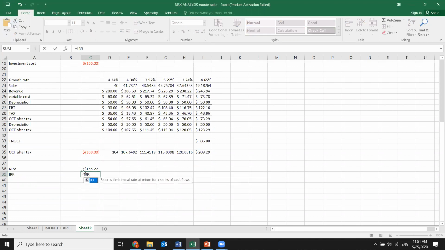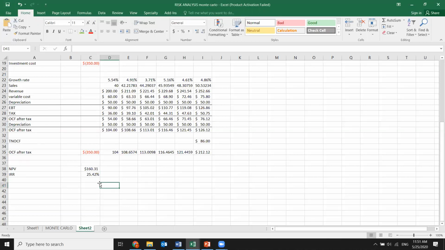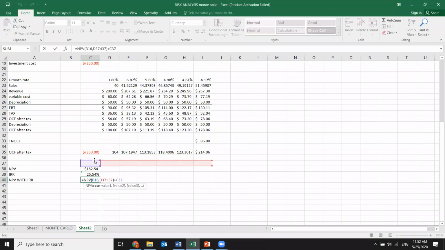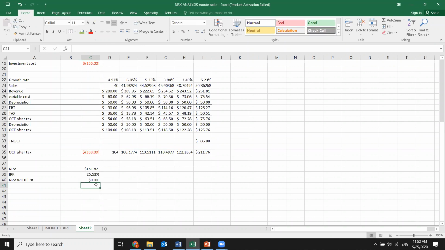So IRR, okay, IRR is 25%. Let me see. You see IRR even changing. And NPV with IRR, but my rate is IRR. If you press F9, you see, good, it works.